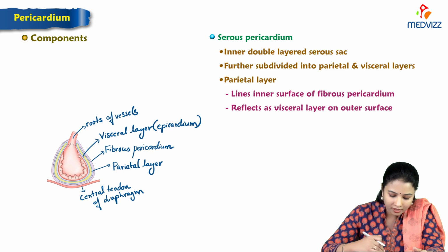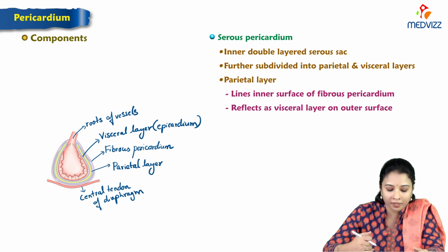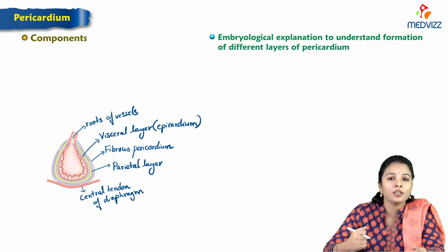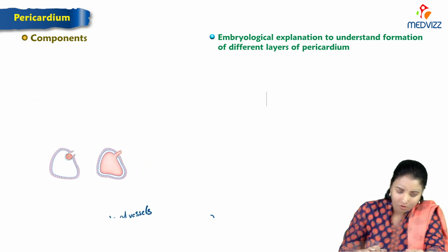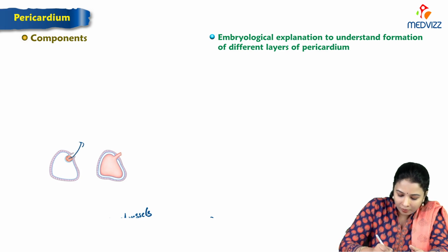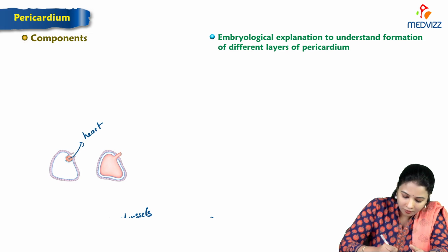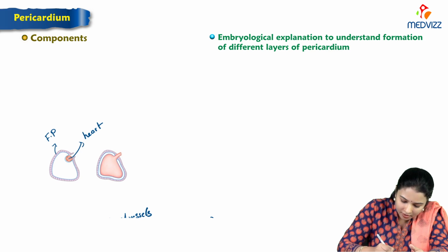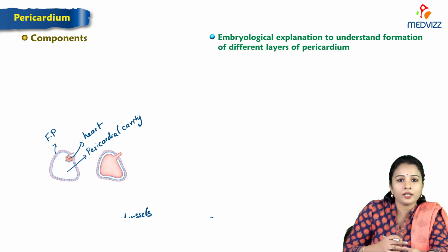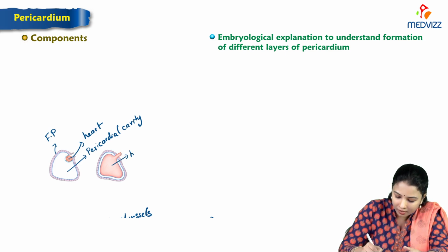To understand the relations between the fibrous and serous pericardium and the heart, it is important to know a little explanation of embryology, which makes it easier to understand the formation of the different layers of the pericardium. Here is the schematic image showing the formation of the heart. This is the developing heart and the outer fibrous pericardium, and the blue lining is the serous pericardium enclosing the pericardial cavity, and this pericardial cavity is invaginated by the developing heart.